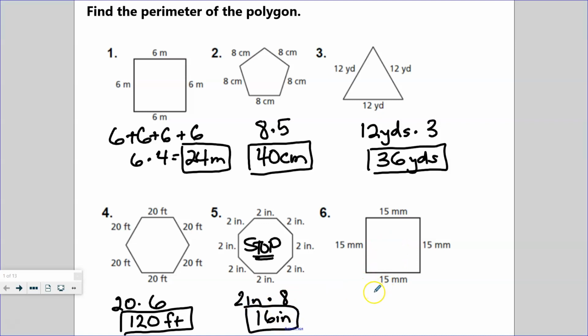15 millimeter square, so we have 15 times 4. 10 times 4 is 40. 4 times 5 is 20. So we have a total of 60 millimeters there.